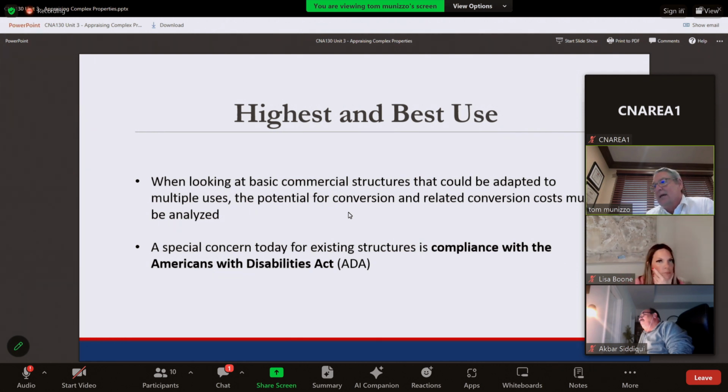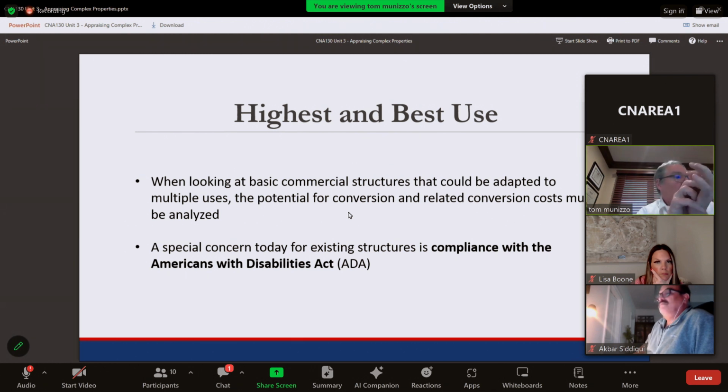When looking at commercial structures that could be adapted to multiple uses, the potential for conversion and related conversion costs need to be analyzed. And we talked earlier, I was talking a little bit about compliance with the Americans with Disabilities Act. I'm assuming that's applicable in Canada. Is it not?